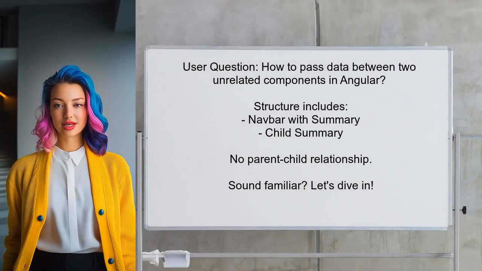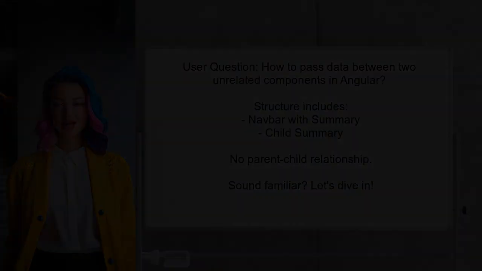Here's the specific situation we're looking at. One user asked how to pass data between two unrelated components in Angular. They mentioned their structure includes a nav bar with a summary and a child summary, but they couldn't find a way to share data without using the parent-child relationship. Sound familiar? Let's dive into this.